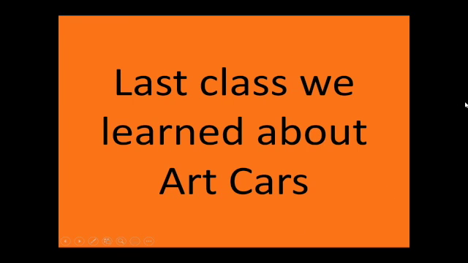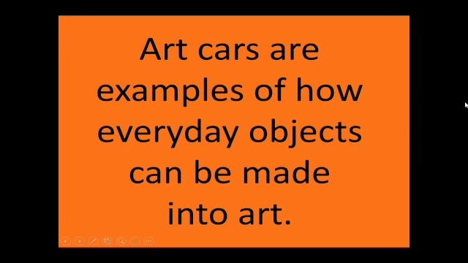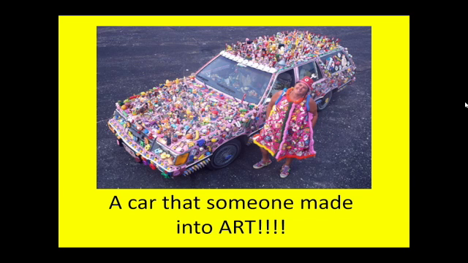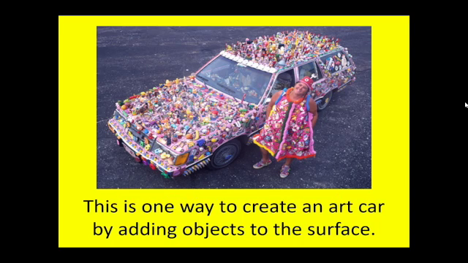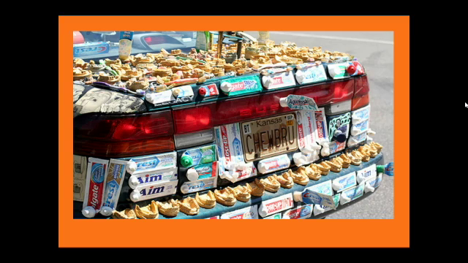Last class, we learned about art cars. Art cars are examples of how everyday objects can be made into art. This art car shows an example of a way where objects are added to the surface. That's one way. Here's another example. Remember, they added flattened toothpaste tubes and models of teeth to this car.